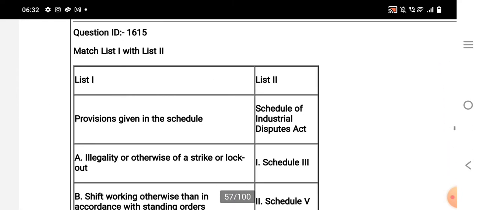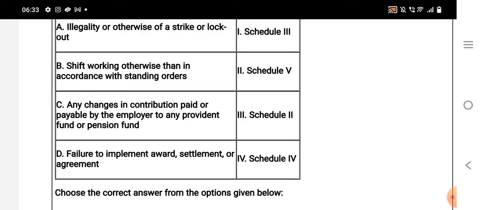सो द नेक्स्ट क्वेश्चन इज मैच द फॉलोइंग। इसमें प्रोविजंस दिए हुए हैं और शेड्यूल ऑफ इंडस्ट्रियल डिस्प्यूट एक्ट्स दिए हुए हैं। सो द फर्स्ट वन इज illegality or otherwise of a strike or lockout. So this is basically mentioned under schedule 2 of industrial dispute act. Shift working otherwise than in accordance with standing order. So this is basically mentioned under schedule 3 of industrial dispute act.